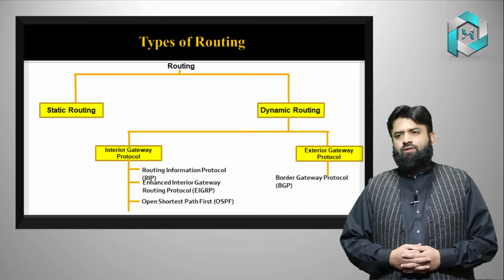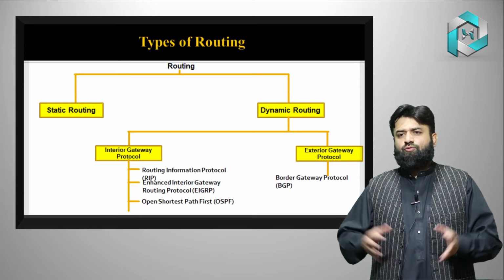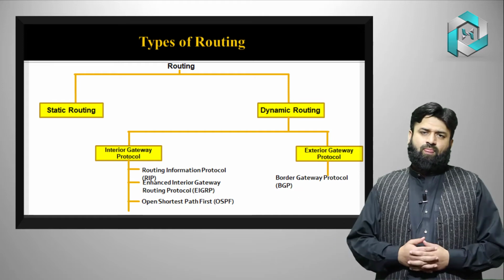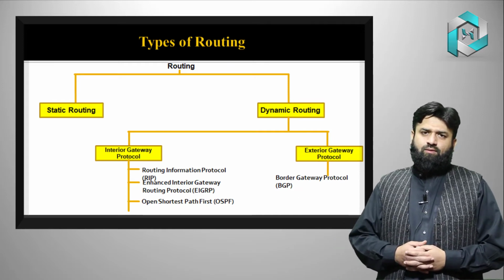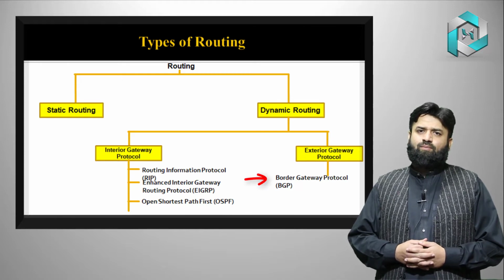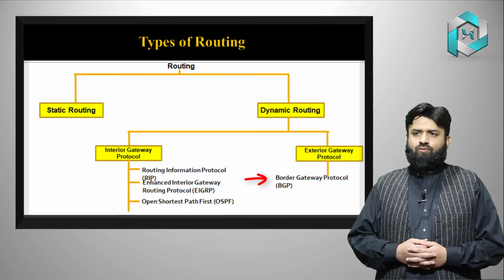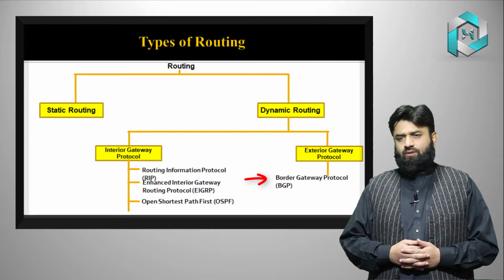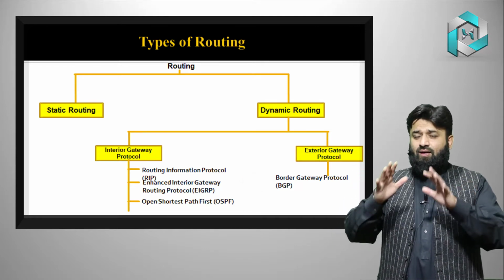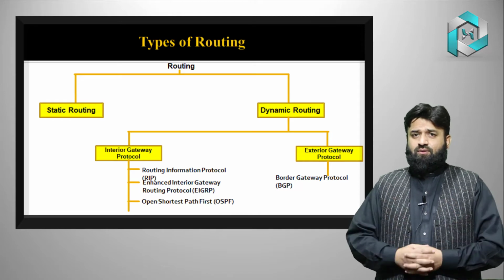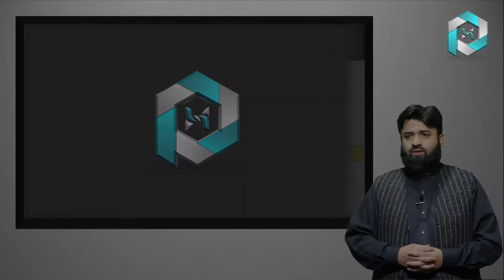Exterior gateway routing is actually conducted between two different autonomous systems, and the protocol used for such type of routing is called Border Gateway Protocol, or shortly BGP. I will be discussing all these topics in detail one by one.